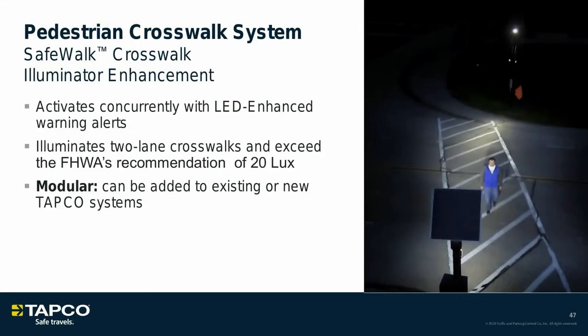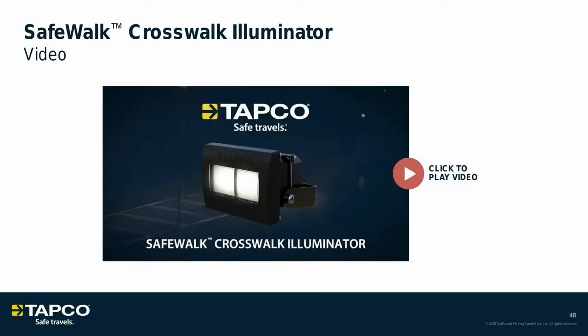Again, the crosswalk safe walk illuminator does actuate connectively with the LED enhancements and warning alerts. It's only on at night. I don't know if I said that already, but it's only on during the nighttime. It works off a photo cell, so it's not operating during the day, pulling more power than is needed. As soon as the sun gets to a certain point, these will start to illuminate. Again, 20 lux is what the FHWA recommends for crossing 2-lane roads. So we do exceed that, and they are quite bright. If you want to see a video, feel free to go on our website or just wait for this to be sent out. You can check it out there.